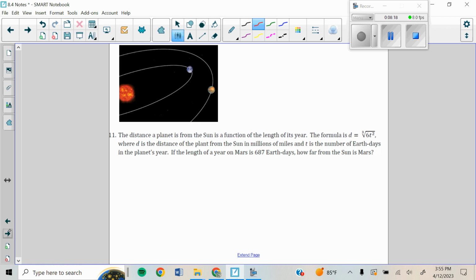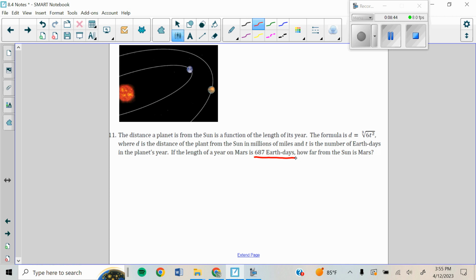So let's go ahead and do a couple word problems here. It says the distance a planet is from the sun is a function of the length of its year. The formula is d equals the cube root of 6t squared, where d is the distance of the planet from the sun in millions of miles, and t is the number of Earth days in the planet's year. If the length of the year on Mars is 687 Earth days, how far from the sun is Mars?